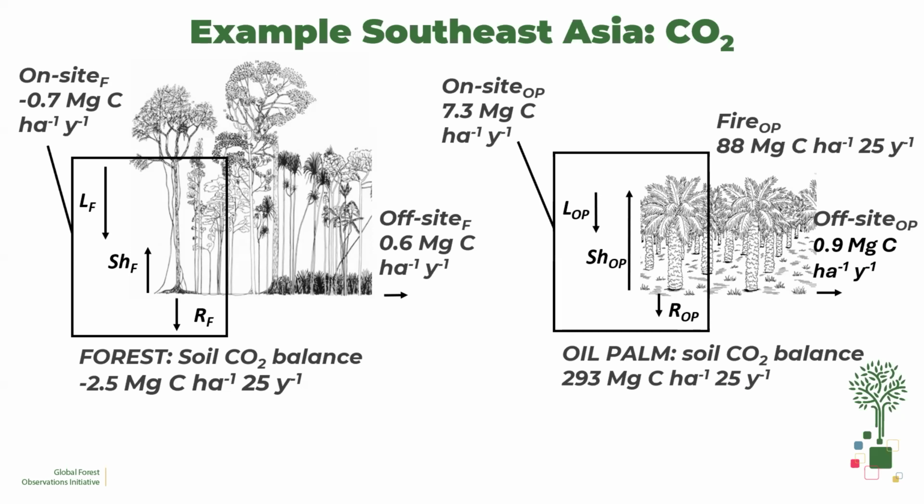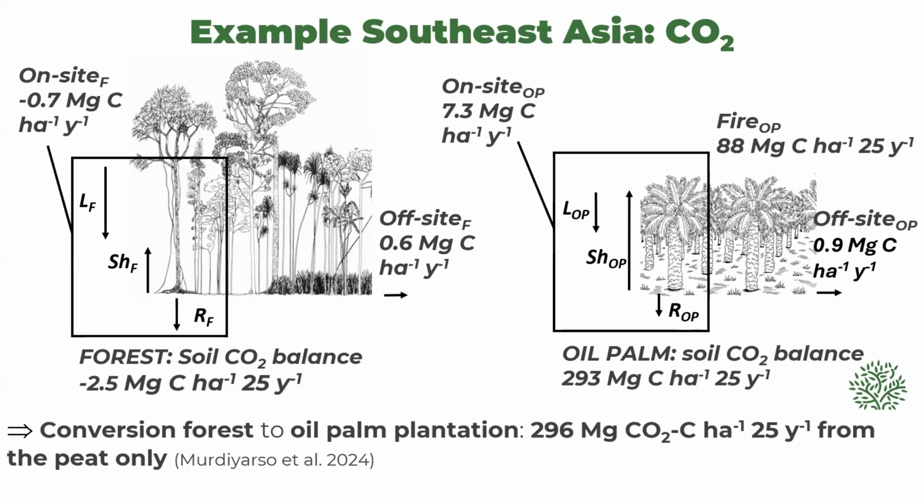You can see how these emission factors, the on-site and off-site emission factors, increase with land use change. In that specific case, we can also include a fire, since land clearing is typically practiced before planting oil palm on peat. So with this data, we can conclude that the conversion of forest to oil palm plantation leads to a loss of about 300 tons of CO2-C per hectare over 25 years. And this is only from the soil.